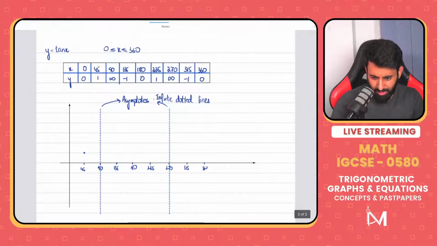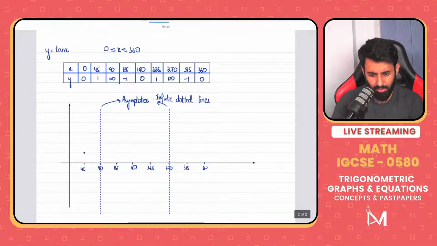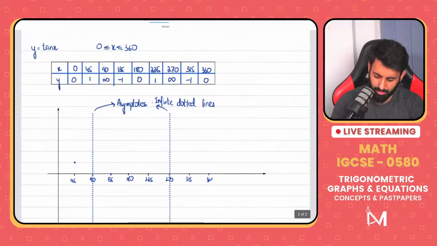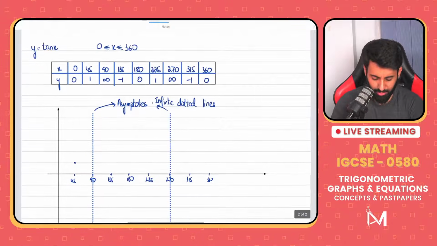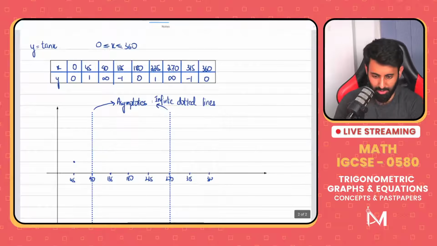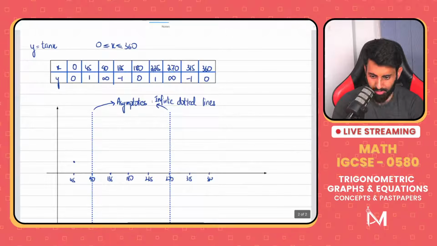What does tan x stand for? Tan x is tangent. Tan is for tangent. So these are trigonometric functions: sine, cosine, and tangent. Yes, x is the angle.